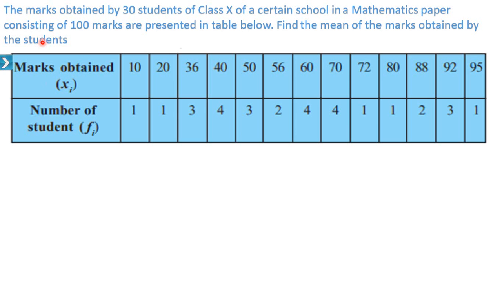The table is the marks obtained and the number of students. Here marks obtained is represented as x i and the number of students is f i. Here one student scored 10 marks, one student scored 20 marks, 3 students scored 36 marks, 4 students scored 40 marks, 3 students scored 50 marks, 2 students scored 56 marks and so on.